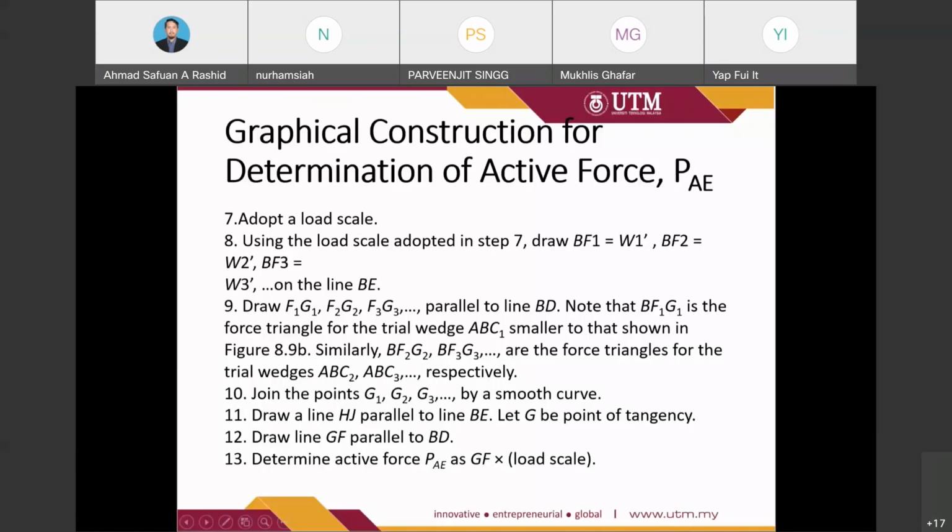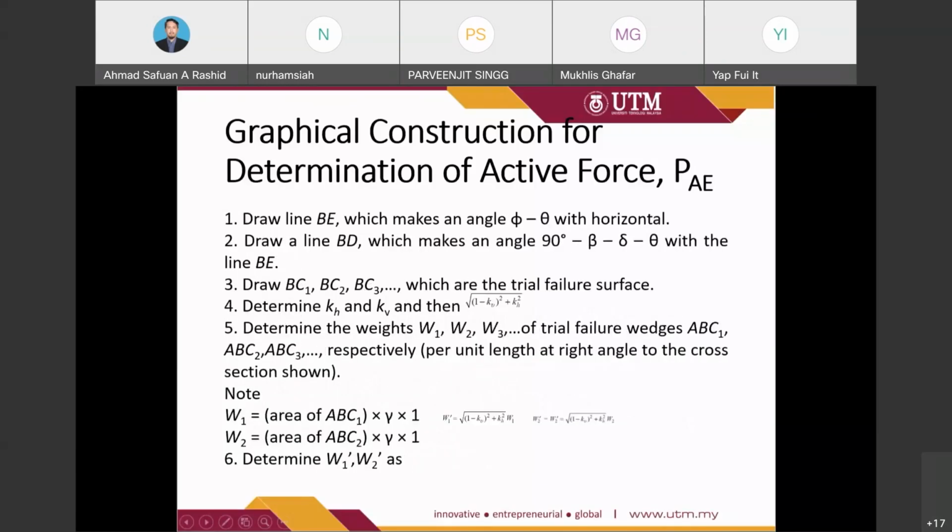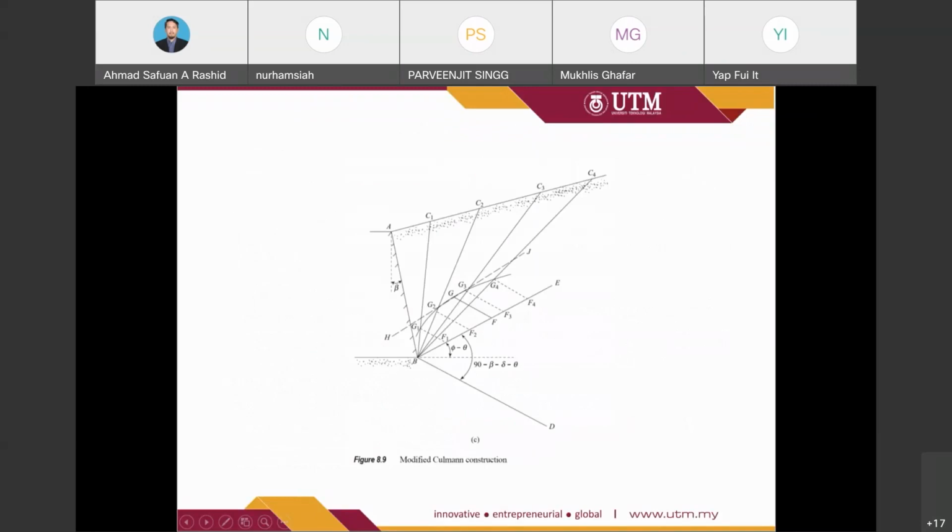However, for this note, I did not provide an example for the static approach. However, I include an example for the dynamic load, based on the static Coleman approach. Okay, so now we look at the procedure. How could we obtain the PAE from this Coleman graphical diagram?